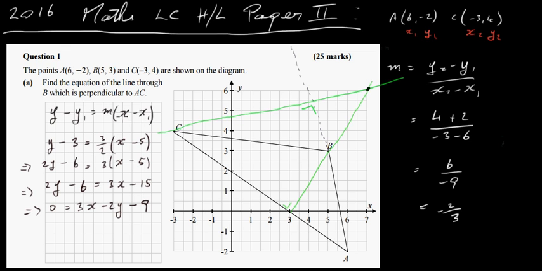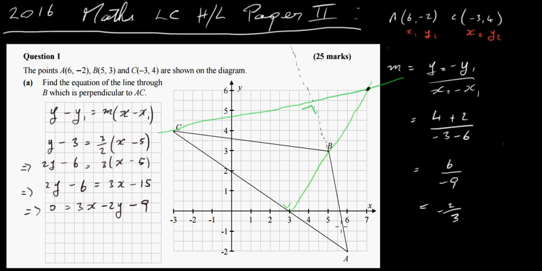In order to use this formula here, we need a point and a slope. We have a point B, the line is going through that point, and B is (5, 3). So 5 goes here, 3 goes here. We don't have the slope. In order to find the slope of this line here, we find the slope of the line perpendicular to it. The line perpendicular to it is AC.